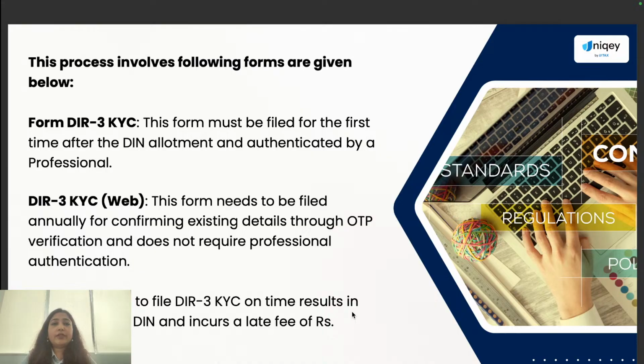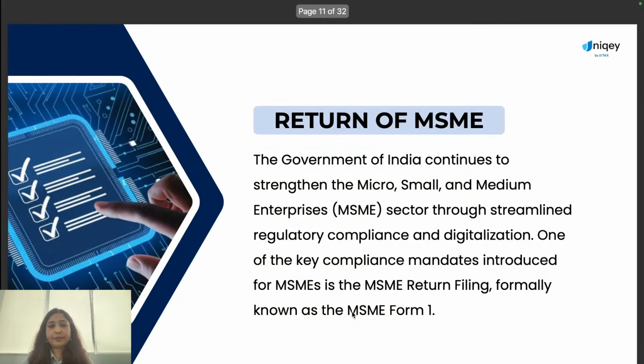So there are two methods. If we are doing the DIR-3 KYC authentication through a professional, and if we are doing DIR-3 KYC for the first time, then the form will be filed. If in the next year, after we are doing it every year, then the DIR-3 KYC web form will be filed. Failure to file the DIR-3 KYC on time results in deactivation of DIN and incurs a late penalty of 5,000 rupees.